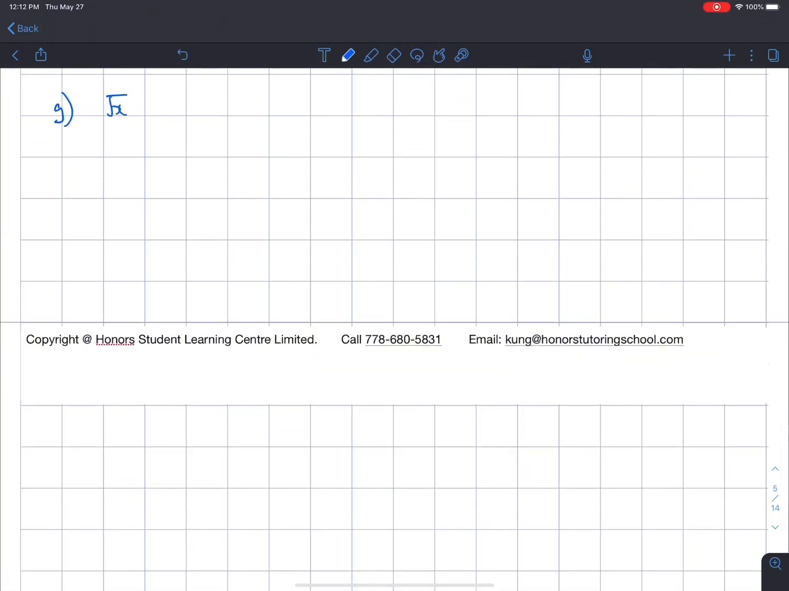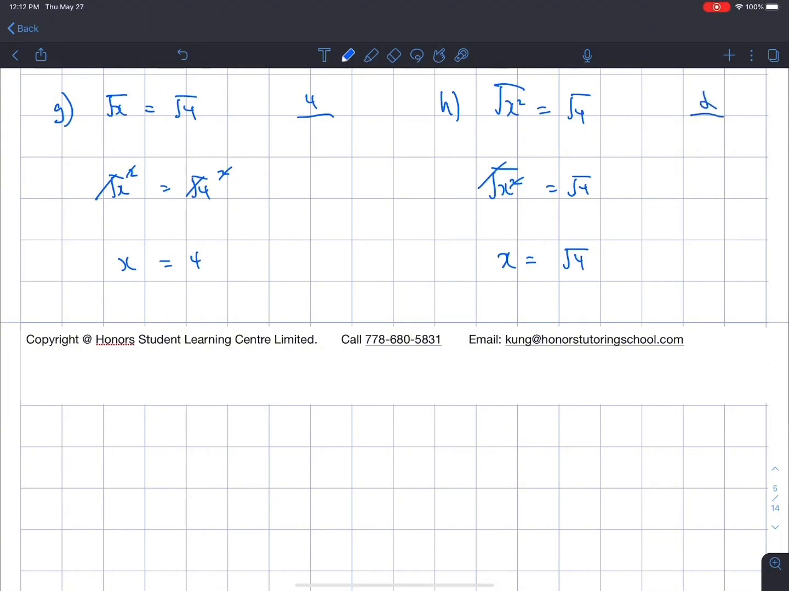G, square root of x equals the square root of 4. We can raise both sides to the power of 2. Square and square root cross each other out. We get x equals... on the other side also, square root and square cross each other out. We just get x equals 4. H, the square root of x squared equals the square root of 4. So square and square root cross each other out. We just get x equals the square root of 4. And the square root of 4 is 2.